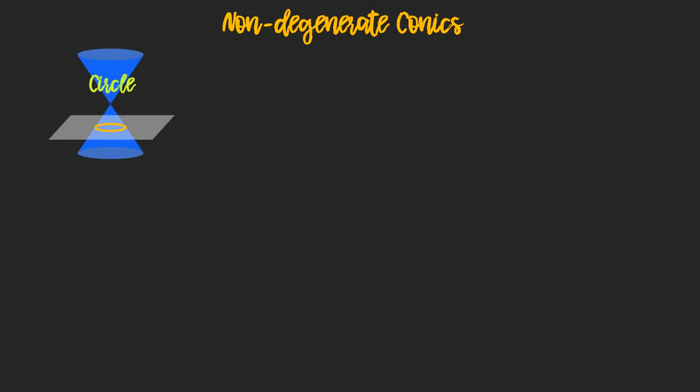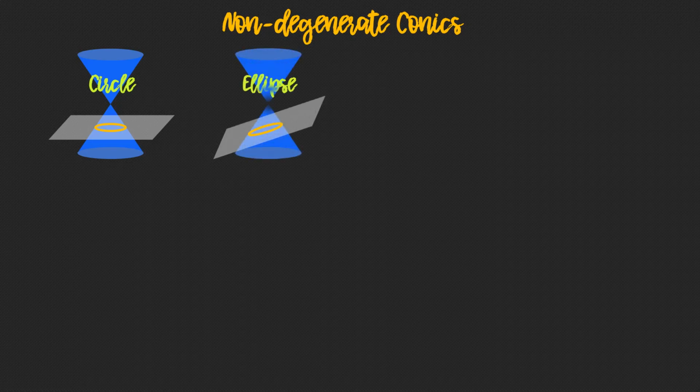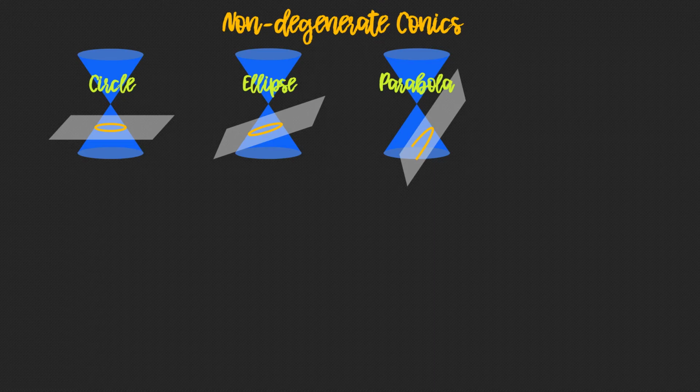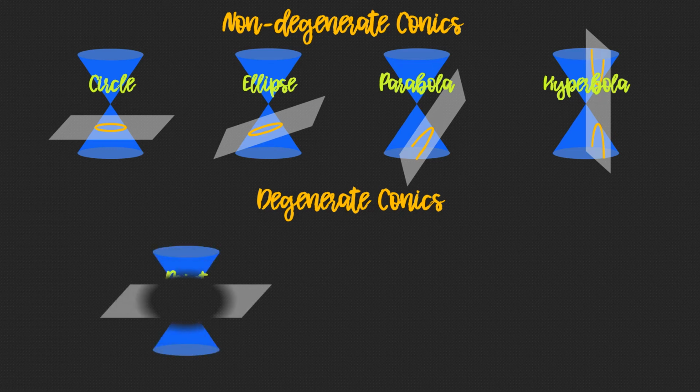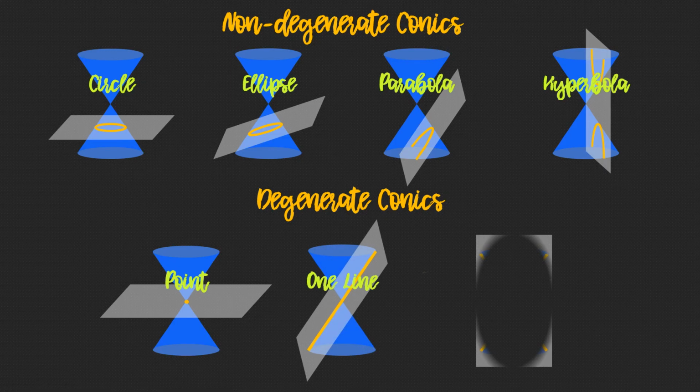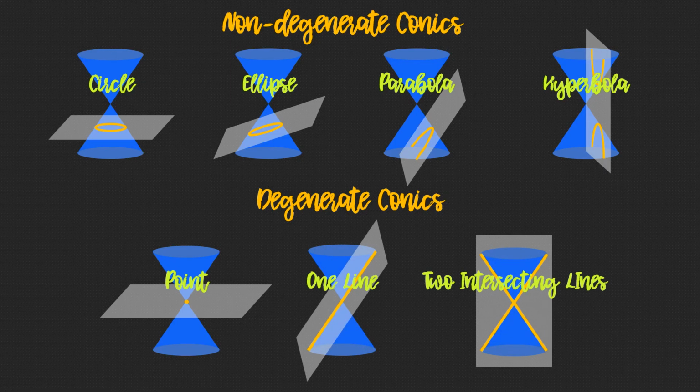To summarize, we have four non-degenerate conics. First, we have the circle. We have the ellipse, parabola, and hyperbola. We have three degenerate conics, a point, one line, and two intersecting lines.